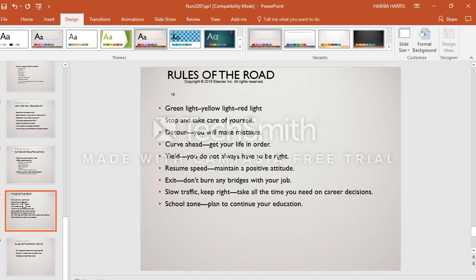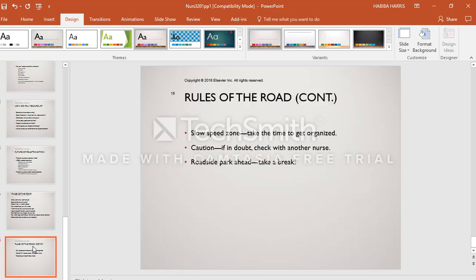Okay, school zone is plan to continue your education, because every hospital that I've known always needs it, and the nursing board requires continued education as well. Slow speed zone: take the time to get organized. I always wanted to get to my clinical experience very early to get organized because it was very important to me. I did not like to hit the floor without having my patient ready, my systems down, because it was very stressful for the entire day.